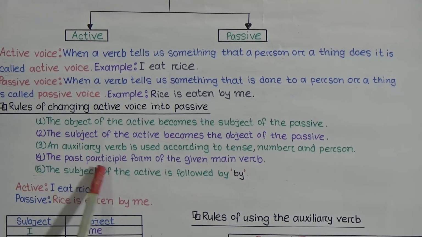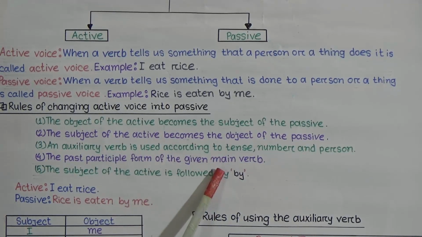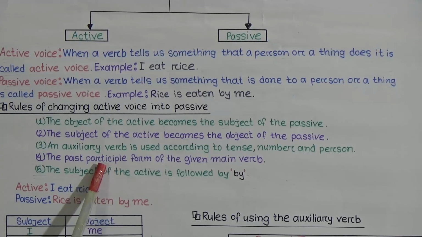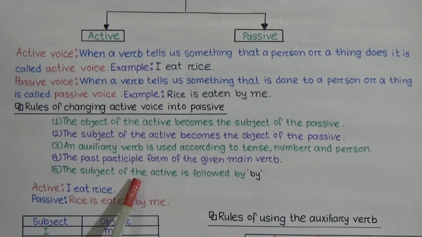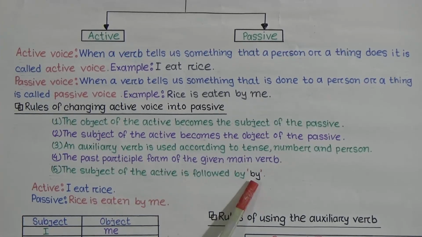Number 4, the past participle form of the given main verb. So, in active voice, there must be a main verb and we have to use the past participle form in passive voice. Number 5, the subject of the active is followed by.